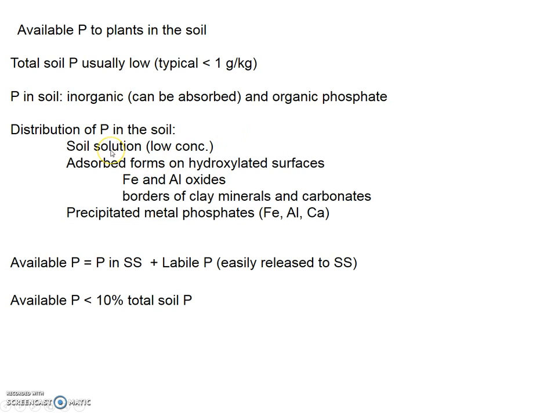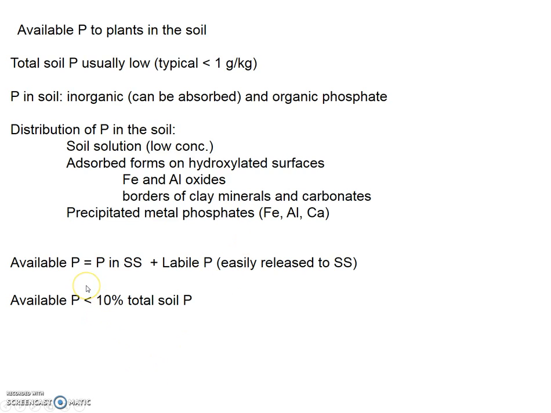First, in the soil solution, although it usually shows very low concentration. It can also be adsorbed to hydroxylated surfaces like oxides of iron or aluminum, or adsorbed to borders of clay minerals and carbonates. We can also find phosphorus as precipitated metal phosphates, quite insoluble, of iron, aluminum, or calcium.